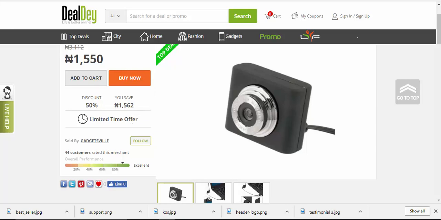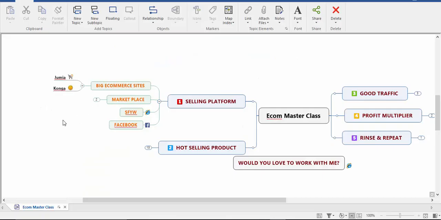This for instance is a limited time deal. By the time it gets to maybe 5 or 6 days, you start seeing 5 days left, 3 days left, 2 days left, and all that. By the time you get to 0 days left, the listing will not be available for people to see on the DiDi platform again. So that's the difference between DiDi and Jumia and Konga.